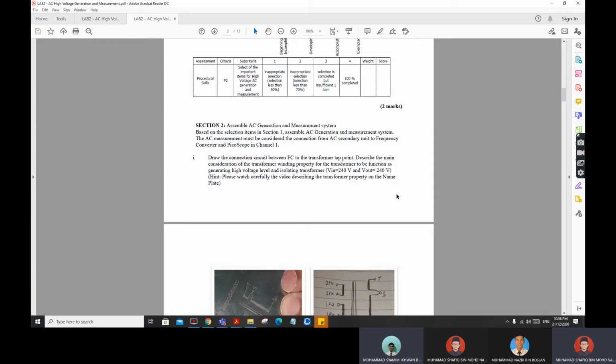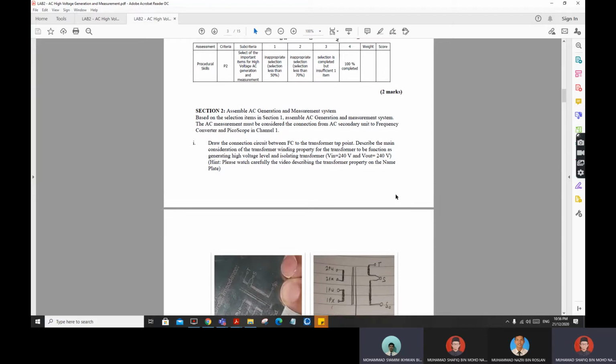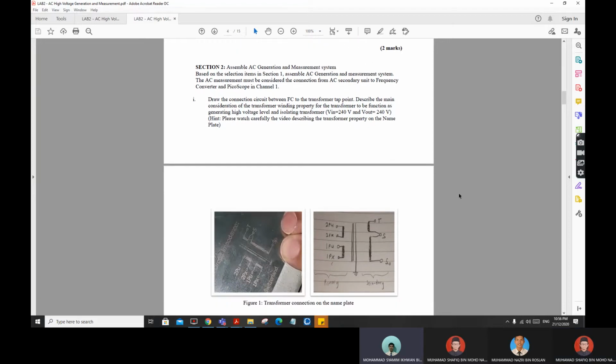Next, section 2. I will pass to Muhammad Syami Ikhwan bin Idris. I will continue to section 2, which is the assembly of the AC generation and measurement system. Question 1 is about drawing the connection circuit between the FC and the transformer tap point, and describing the main consideration of the transformer winding property for the transformer to function as generating high voltage level and as an insulating transformer.